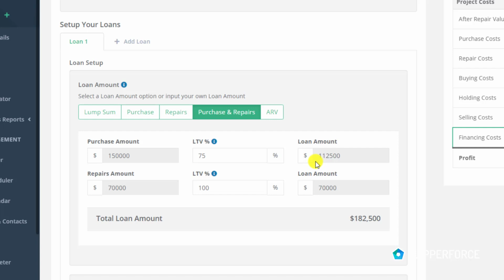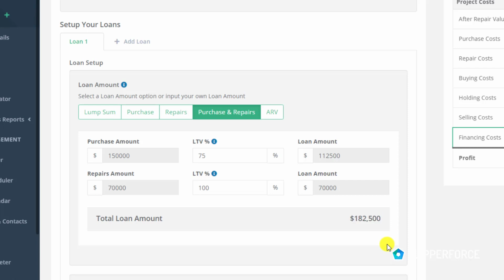Now, the second part of the loan is the rehab funds, which the lender is providing 100% of the funds. So we can just leave that at 100% of the LTV here, and you can see the lender will be funding the entire $70,000 rehab amount. So you can see with the lender only lending 75% of the purchase amount, we'll receive $112,500 to purchase the property. Then they'll be funding the entire rehab amount of $70,000, so our total loan amount will be $182,500.